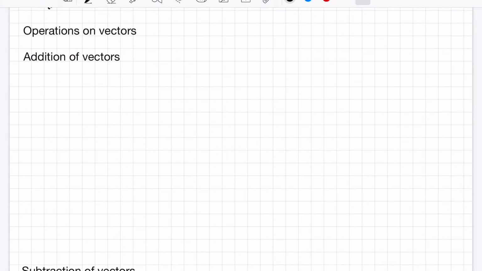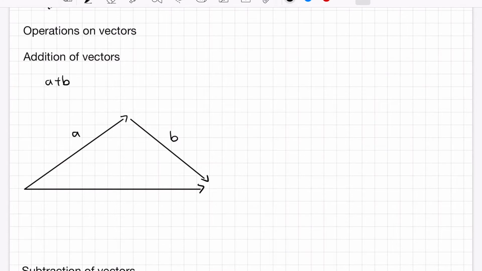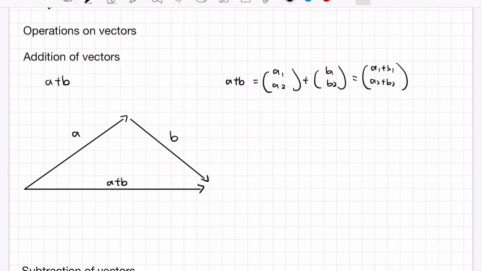Now, I will teach you some very basic operations on vectors. The first one is the addition of vectors. Given two vectors, A and B, the sum of the two vectors is A plus B. Geometrically, you can illustrate it like this. Or if you use a column vector form, A plus B is equal to (A1, A2) plus (B1, B2), which is equal to (A1 plus B1, A2 plus B2).